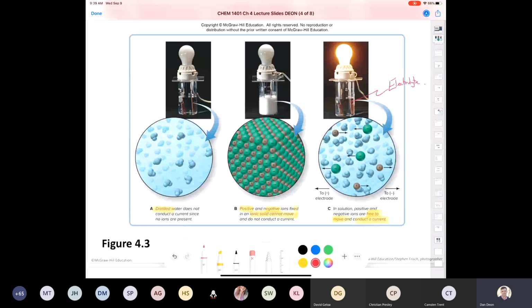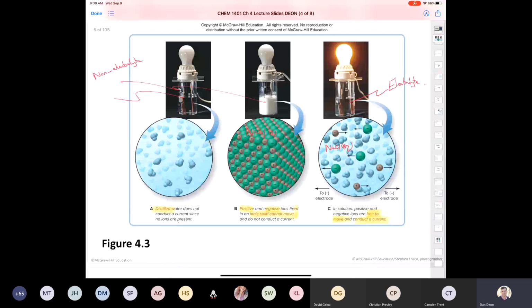And when something can't conduct electricity, we call that a non-electrolyte. So remember, it's important that you understand that sodium chloride, the solid, is not an electrolyte, but when you put the sodium chloride in solution, it becomes an electrolyte because the ions, what? They are free to move.